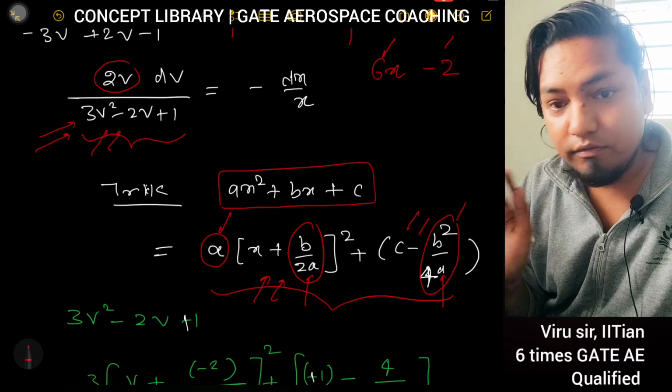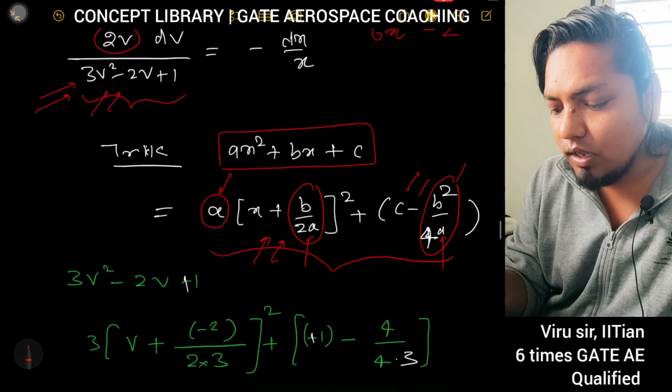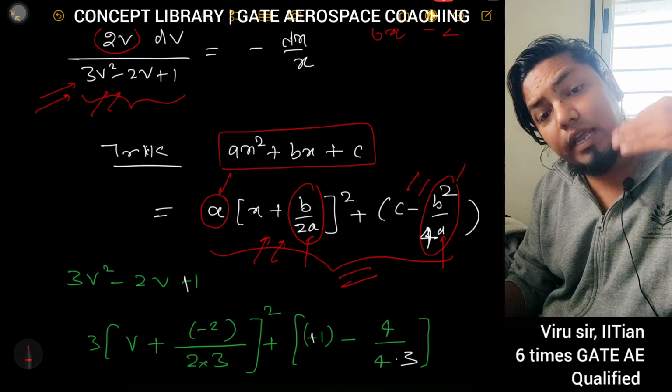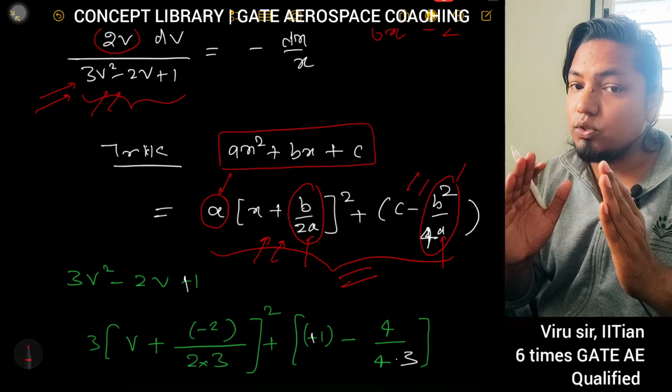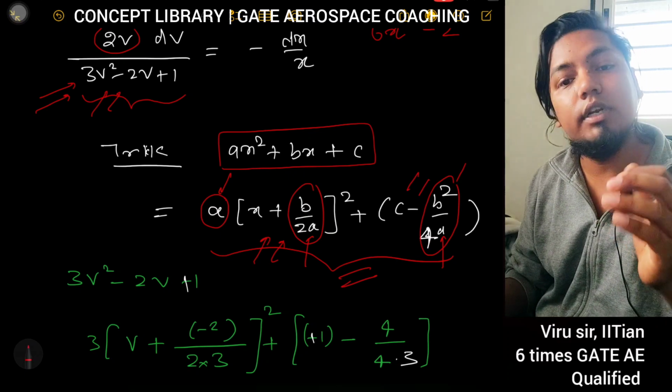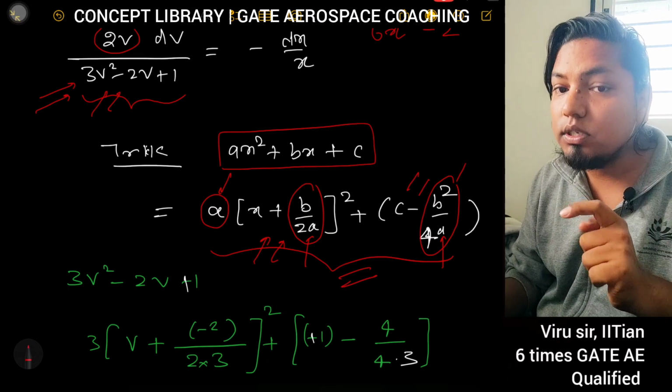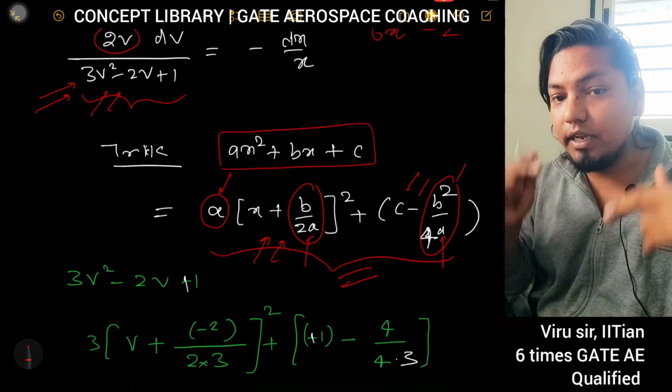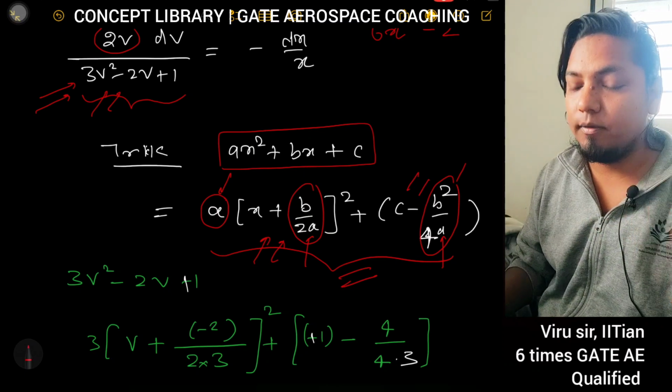Okay, fine. Now see, by using this concept, you can convert any quadratic equation into perfect square. Some students are having trouble converting quadratic equation into perfect square. But why do we do this? Because it helps us to do integration. For GATE point of view, it is very, very important.